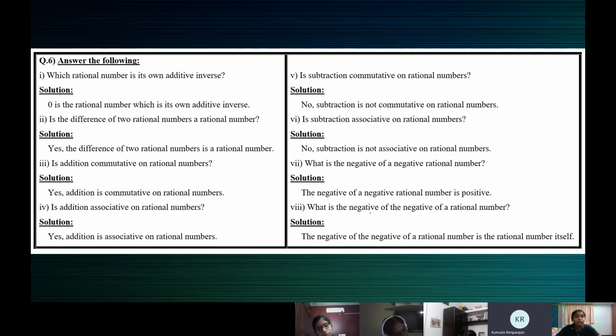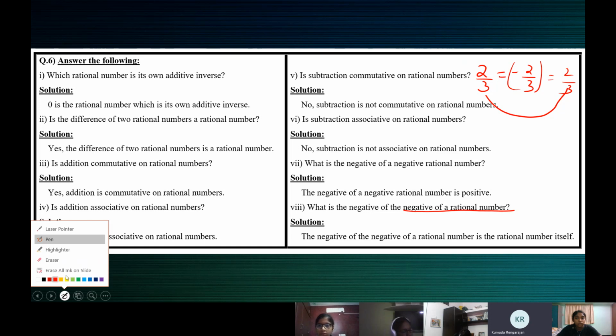I framed a question for the next one. See the question: what is the negative of the negative of a rational number? So let us take the rational number 2 by 3. Now, what is the negative of this rational number? Minus 2 by 3. What is the negative of this one? 2 by 3. So the answer is the rational number itself.